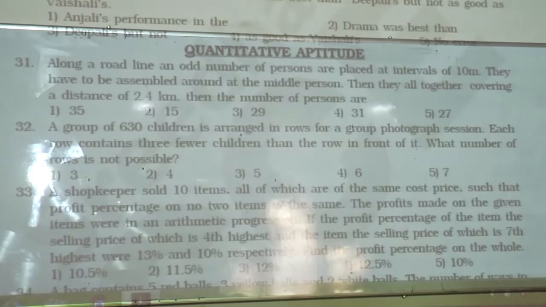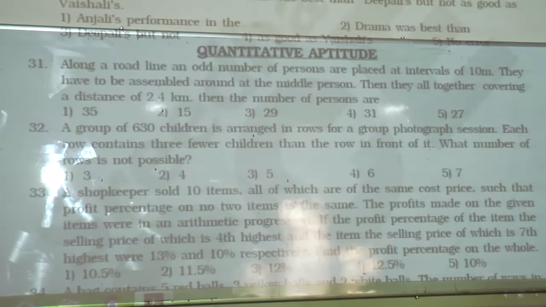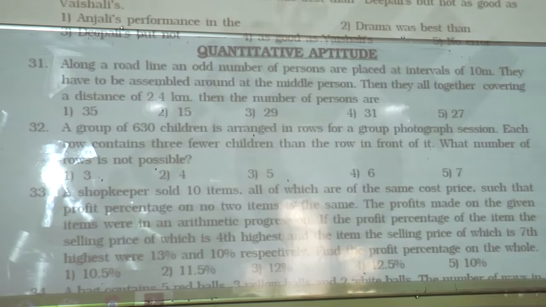Along a road line, an odd number of persons are placed at an interval of 10 meters. They have to be assembled around the middle person. Together they cover a distance of 2.4 kilometers. Then the number of persons are, right.